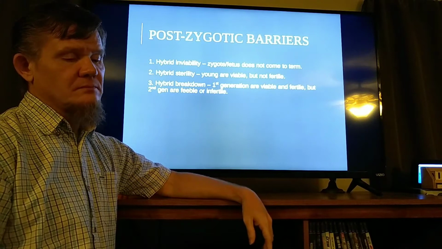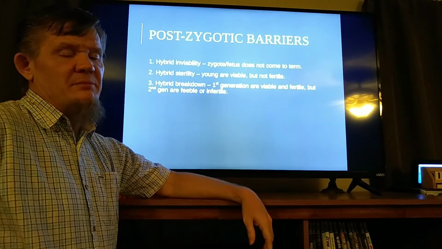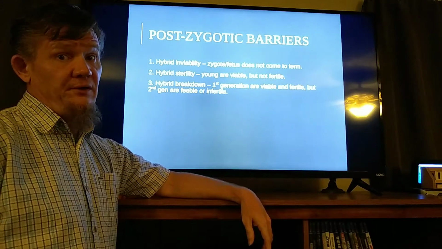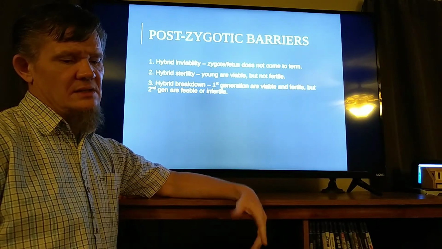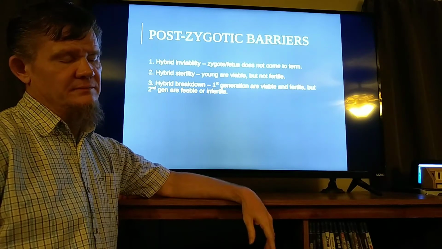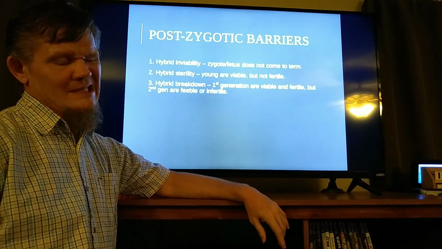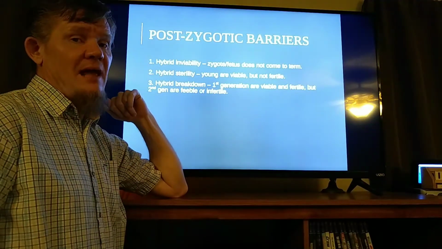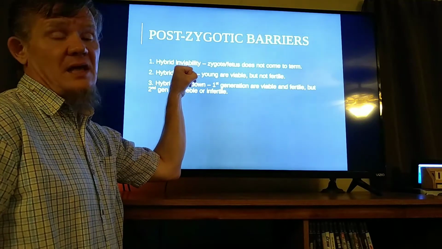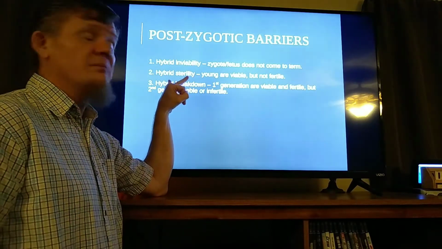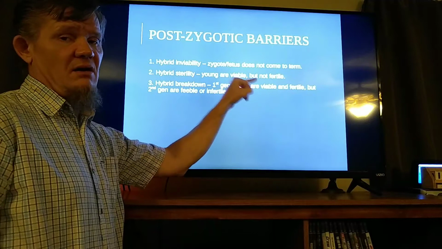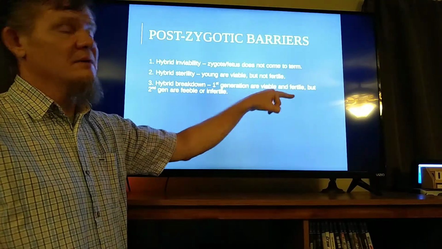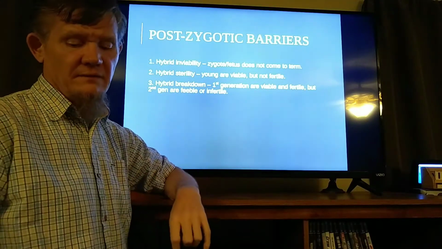Our last is hybrid breakdown. This is where the first generation is healthy and viable and fertile, but subsequent generations are feeble or infertile. The example that we showed just a minute ago was with wheat. So post-zygotic barriers. It made a fertilized egg. Some of those eggs don't go to term. Some make healthy young that are sterile. Others make healthy young that are fertile, but their babies are feeble or infertile.